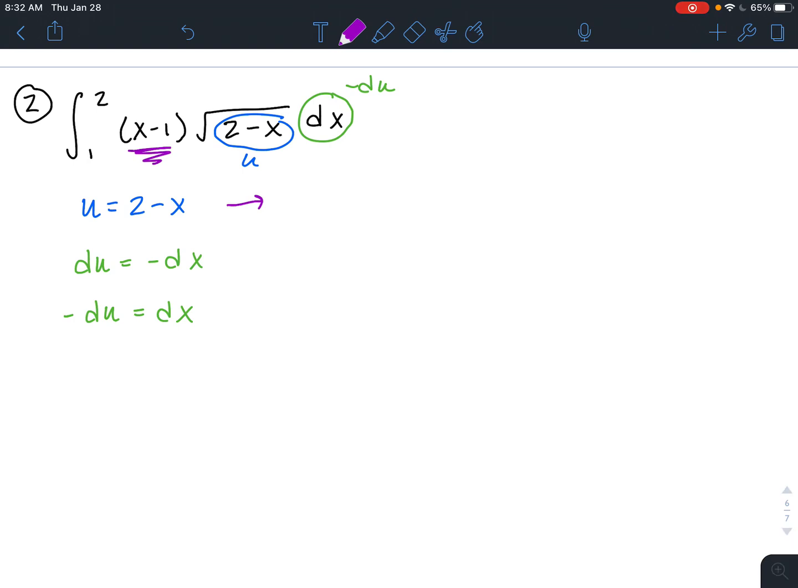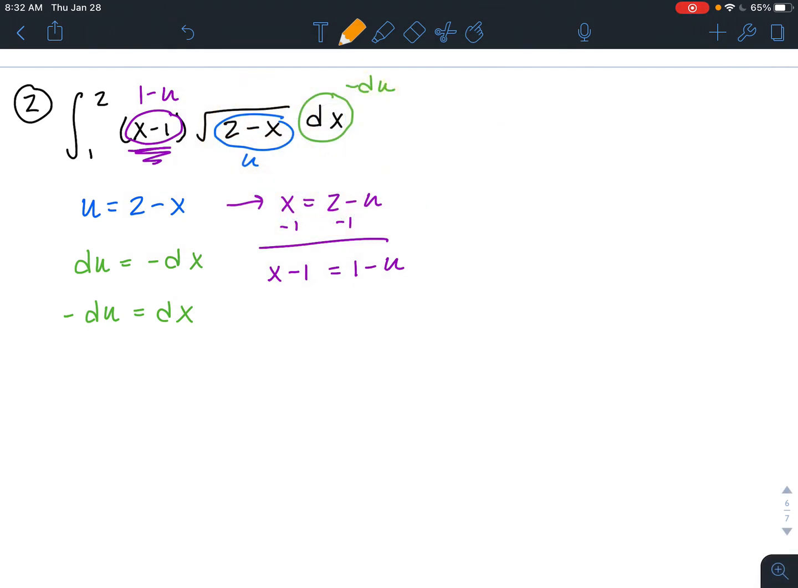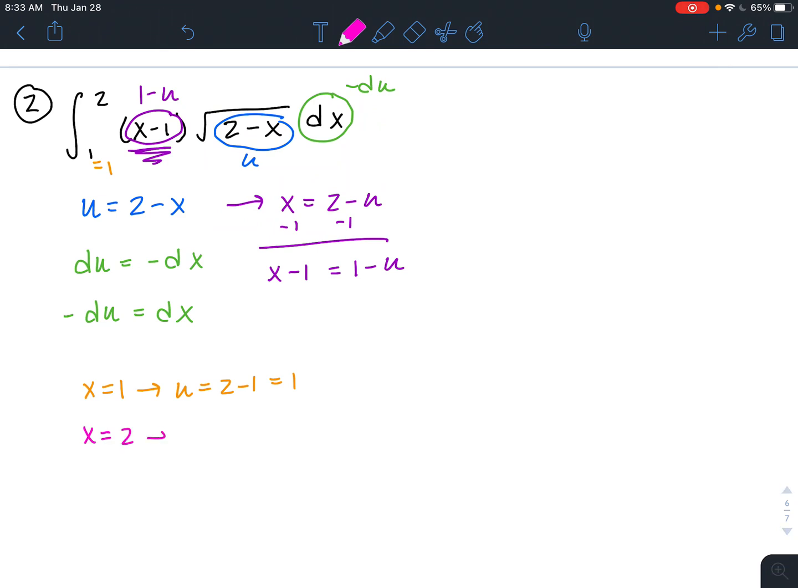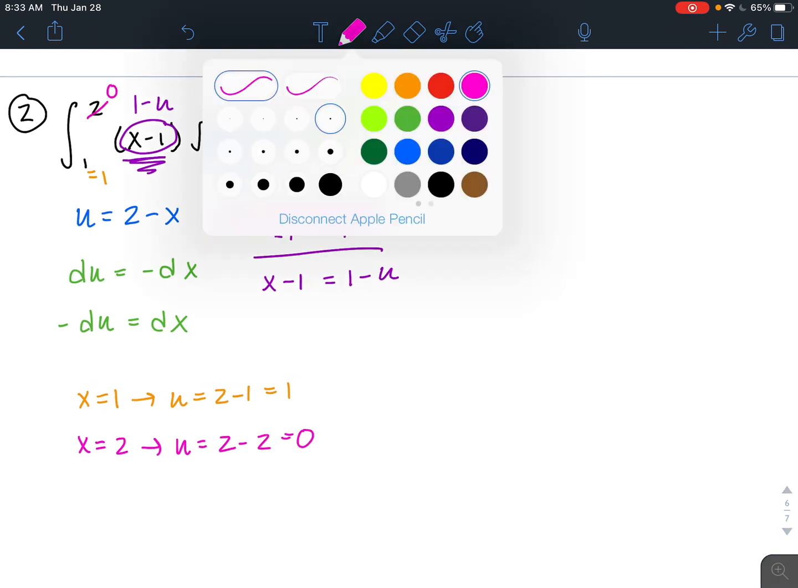So if I take my u and redefine it, x is just equal to 2 minus u. Then if I subtract 1 from both sides, x minus 1 becomes 1 minus u. So now I can replace this with 1 minus u. And then we have to replace our limits of integration. So if x is equal to 1, u is equal to 2 minus 1, so that's a 1. So this one stays a 1 on the bottom here. And for the top one, if x is equal to 2 is my top limit of integration, u is equal to 2 minus 2, so this is going to equal 0.